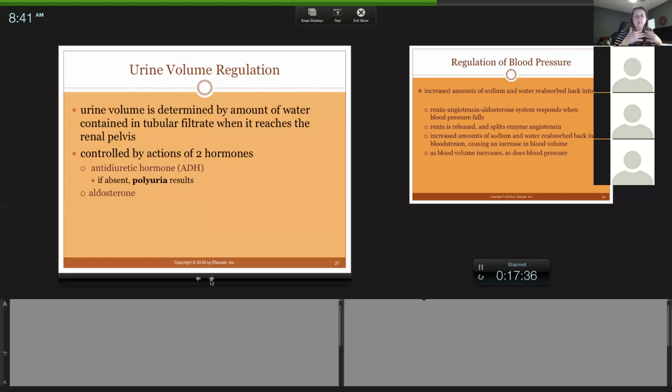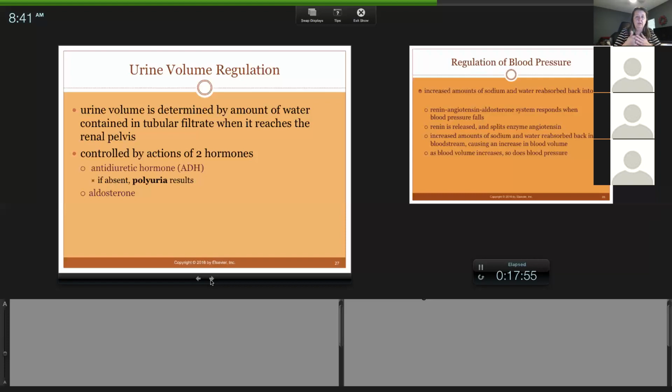The volume of urine is basically, okay, how much tubular filtrate reaches the collecting duct, which goes to the renal pelvis. So how much fluid stays in the tubular filtrate is going to determine how much urine we have.